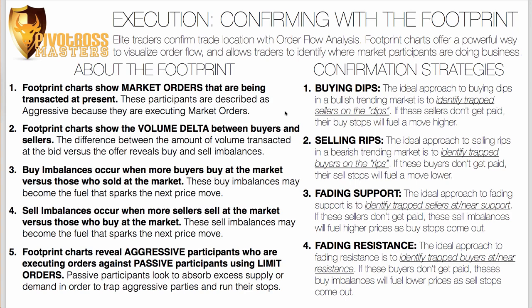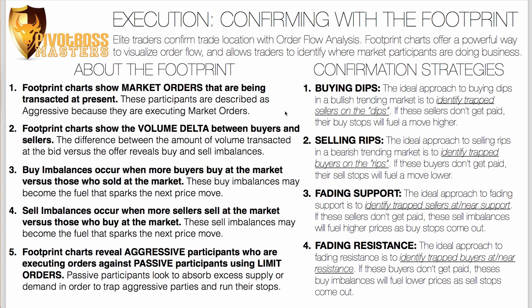In terms of fading support and fading resistance, it's the same approach, it's just a different location. When you're fading support, the ideal approach is to fade support where there's major rejection, right? The goal is to identify trapped sellers at this rejection. So typically speaking, rejection will occur at resistance or support, right? Rejection will occur at a previous high or a previous low. That's resistance or support. So those are the areas you're watching.